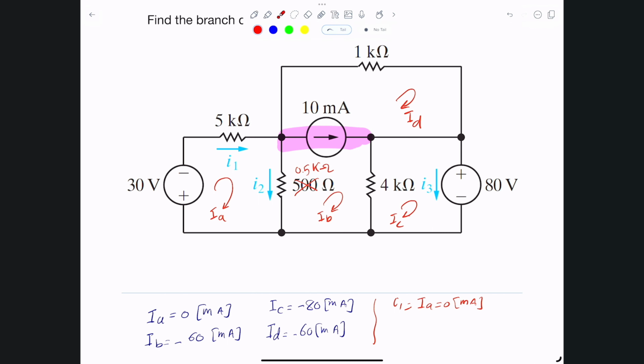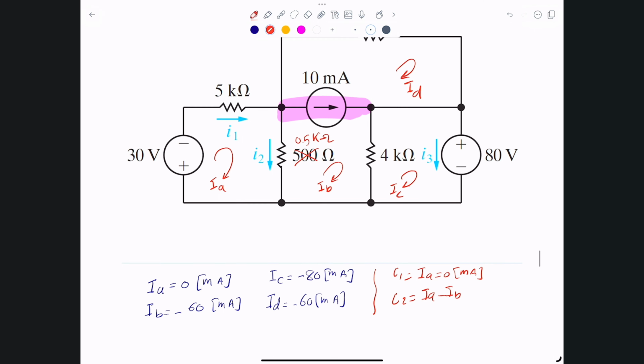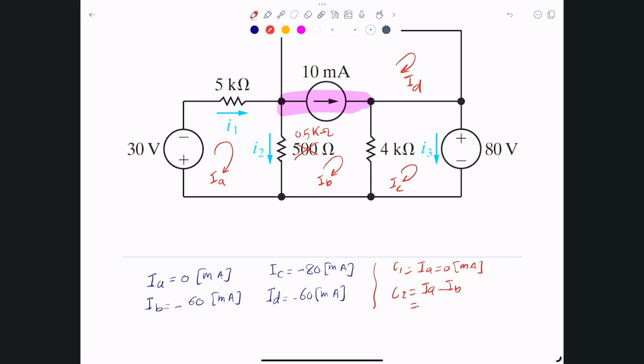All right, what about I2 in here? So I2, you will see that I2 gets affected by IA and IB, and they're in opposite directions. So here, I2 is just simply IA minus IB. Okay, and you'll substitute the values, and that will be IA 0 minus IB, which happens to be negative 60, so that is simply 60 milliamps. Okay, and then I3 is simply just affected by IC. That's it, no other mesh current, and it's in the same direction. So it's just simply IC, which is negative 80 milliamps.